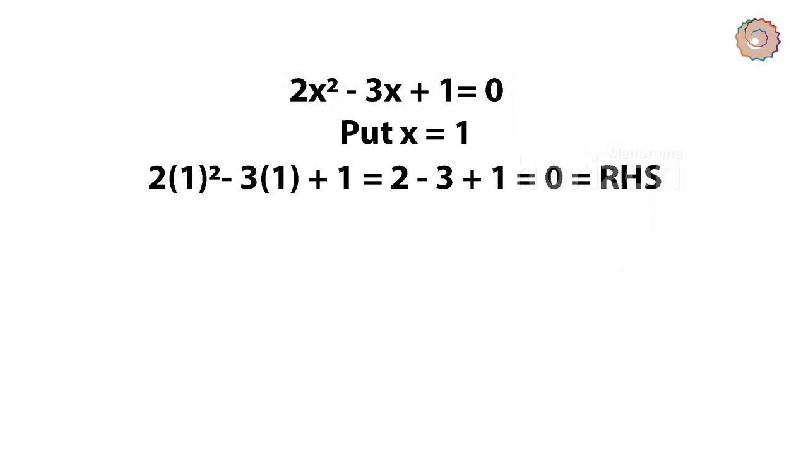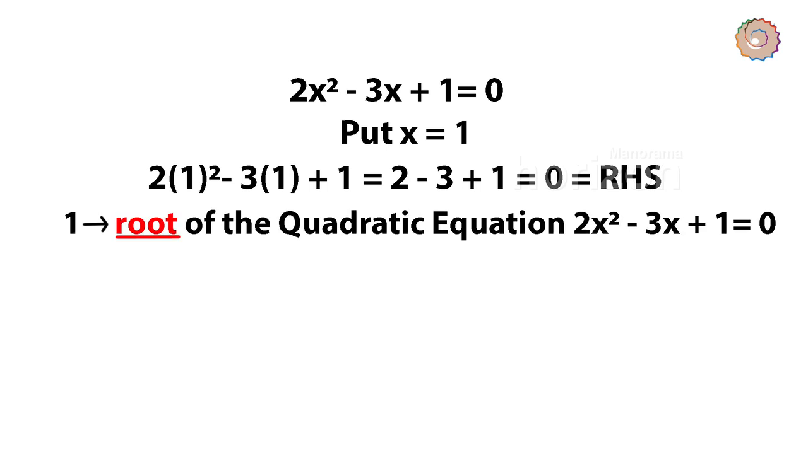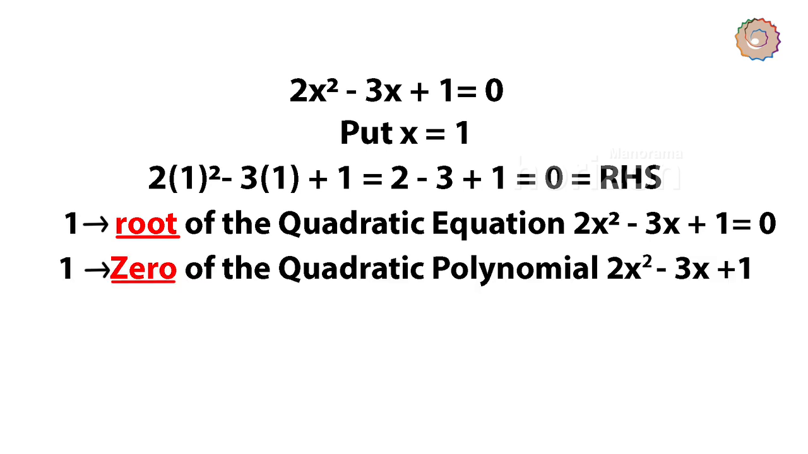If we replace x by 1 on the LHS of this equation, we get 2 into 1² - 3 into 1 + 1 = 2 - 3 + 1 = 0, which is equal to the RHS of the equation. Then we can say that 1 is a root of the quadratic equation 2x² - 3x + 1 = 0. Also, we already know that 1 is a zero of the quadratic polynomial 2x² - 3x + 1.